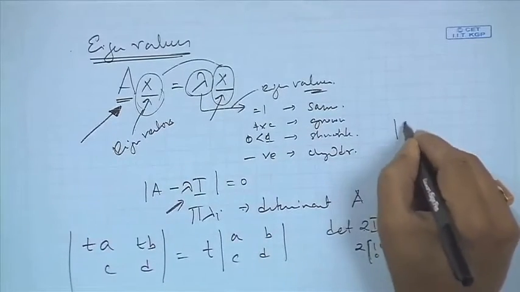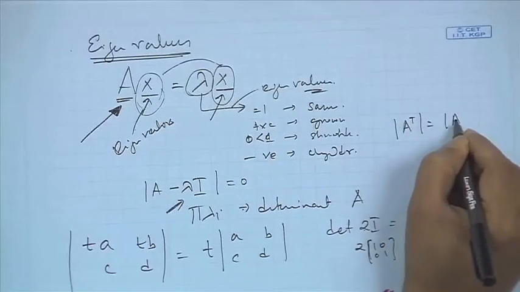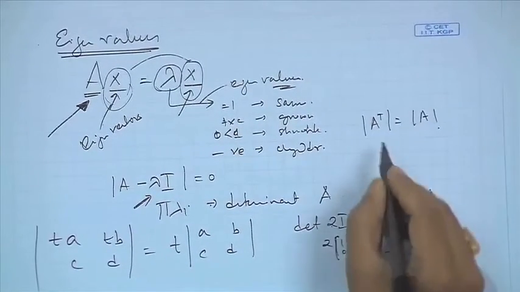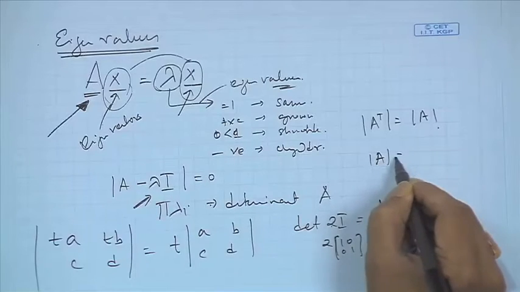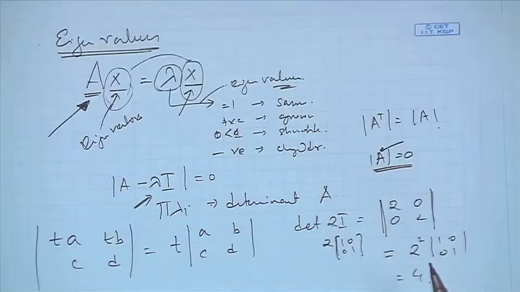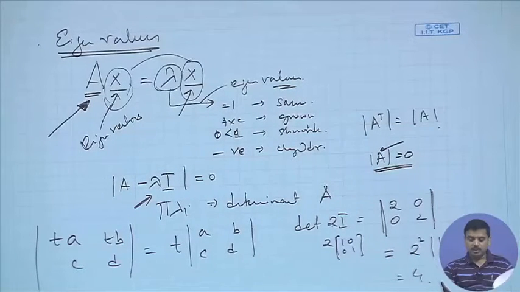The last thing about determinants, I would say: the determinant of A transpose is equal to the determinant of A. The determinant of A is 0 if there are dependent rows or dependent columns, and if there are 0 rows, then also the determinant is 0. So, these are some of the important cases that we have.